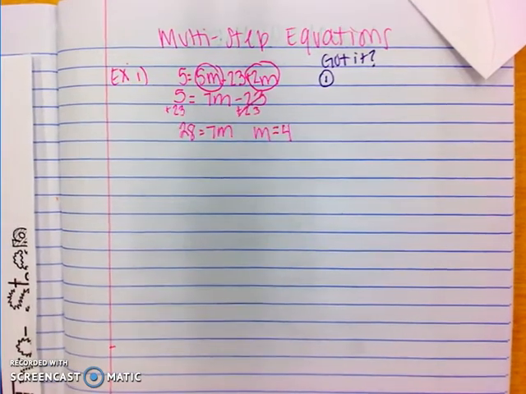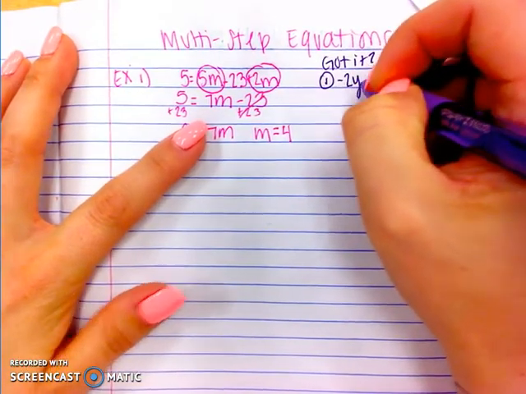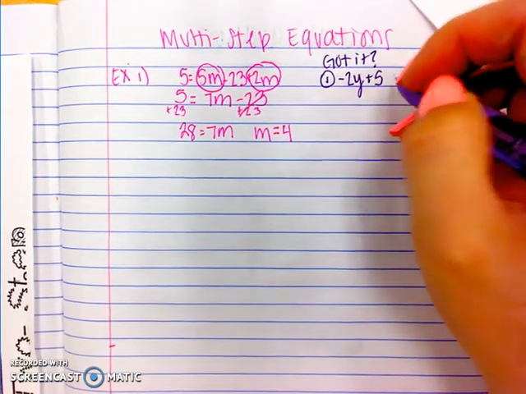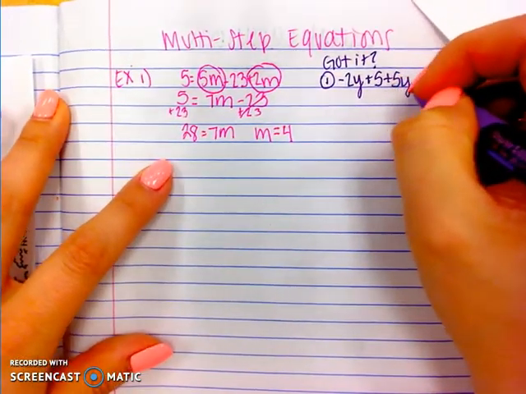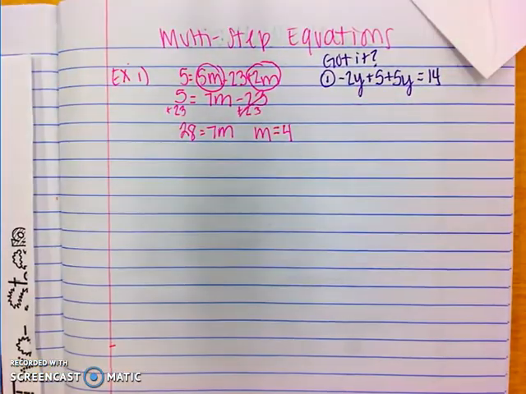Let's try negative 2y plus 5 plus 5y equals 14. Pause the video and try that.